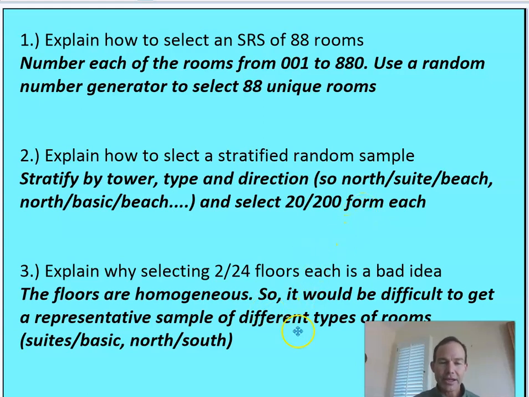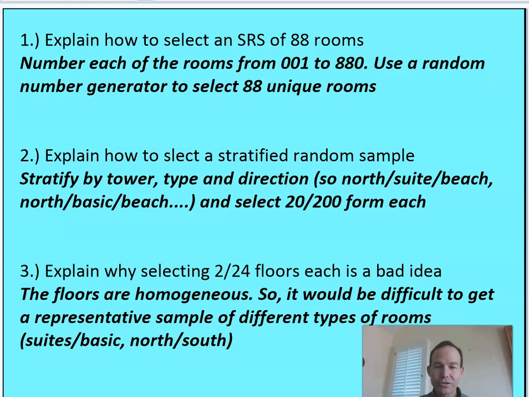And then finally, I'm going to explain that if we were to select 2 out of 24 floors, it's a bad idea because the floors are homogeneous. This is an attempt at doing a cluster sample, but the floors are not equally heterogeneous, they're homogeneous. It would be difficult to get that full sampling of the different types of people that would be in each of the different rooms.